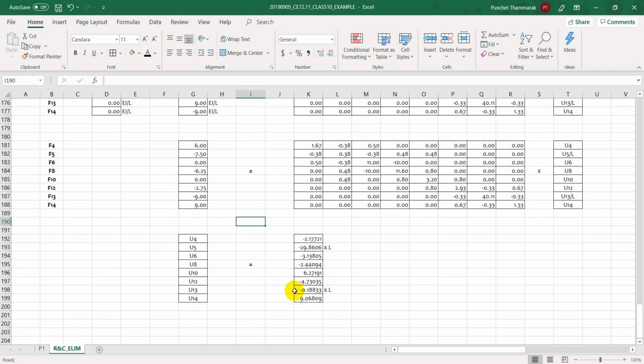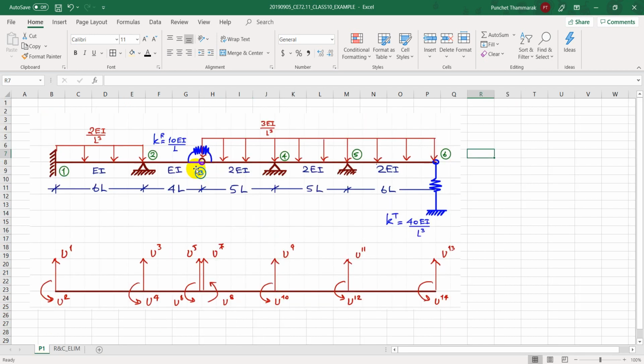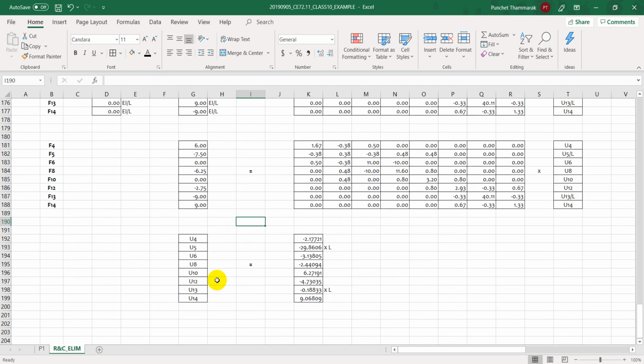Now, U5 is quite huge, right? Because you don't have anything supporting this degree of freedom down here. Makes sense.